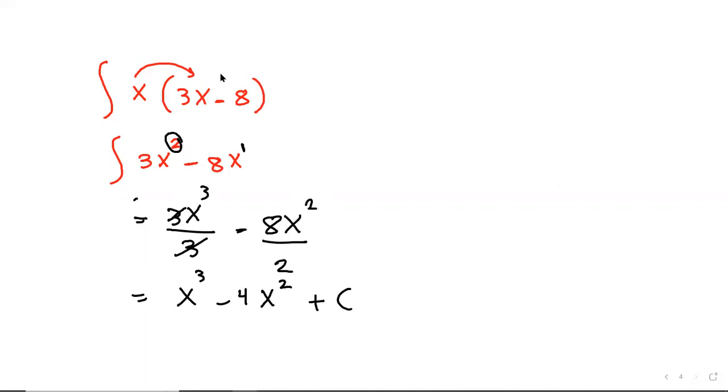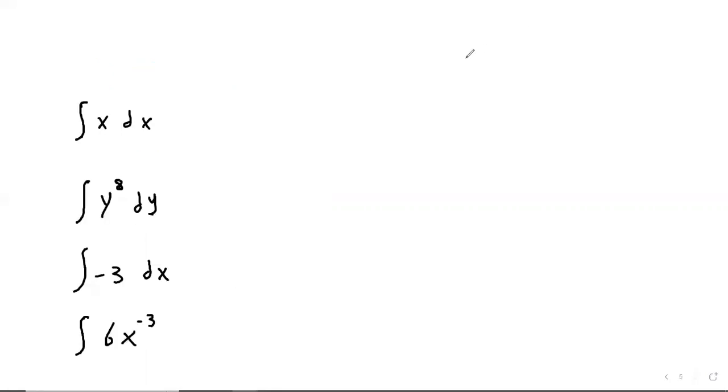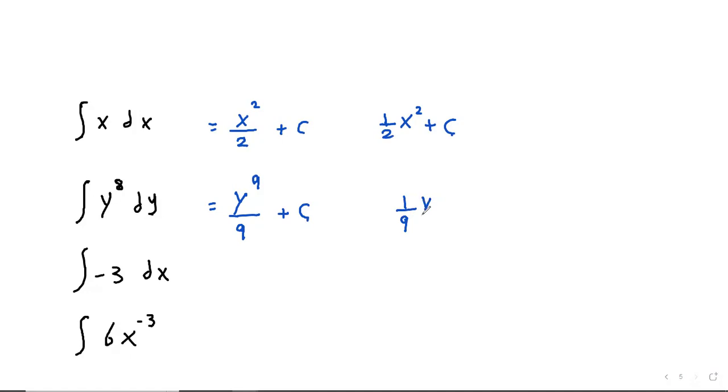Let's go to the next example. The integration of x with respect to x, it will be add 1 to the power, it will be x to the power of 2, then divide by the new power, then don't forget to write plus c, so it will be half x squared plus c. And here the integration of y to the power of 8 with respect to y, it will be y to the power of 9, then divide by the new power, 9, then don't forget to write c, which is 1/9 y to the power of 9 plus c.